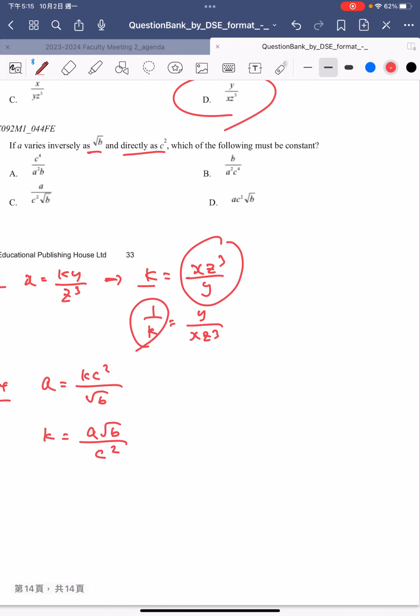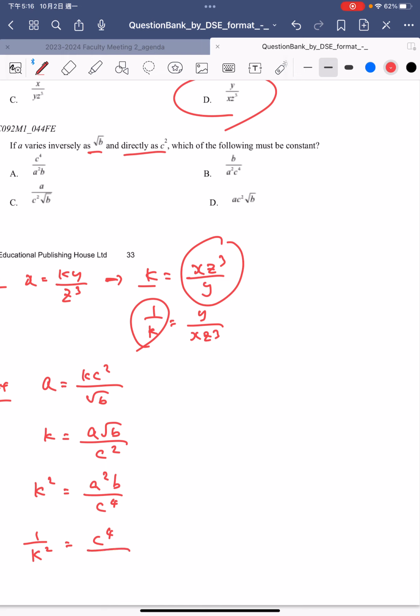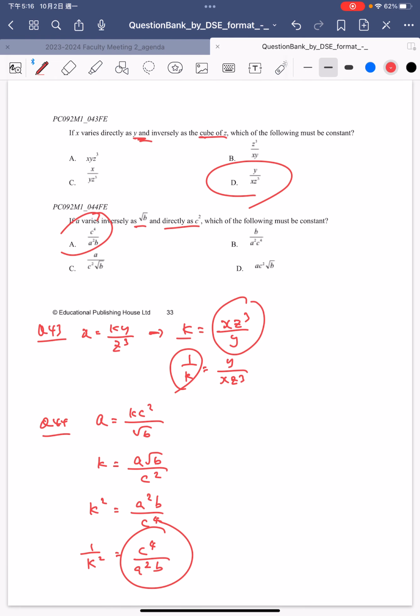But if we talk about k squared, if k is a constant, k squared is also constant. So k squared is equal to A squared B divided by C to the power 4. Still not an answer, but if we consider 1 over k squared, we invert it to become C to the power 4 over A squared B. It's actually exactly the same as option A. So that's for the multiple choice.